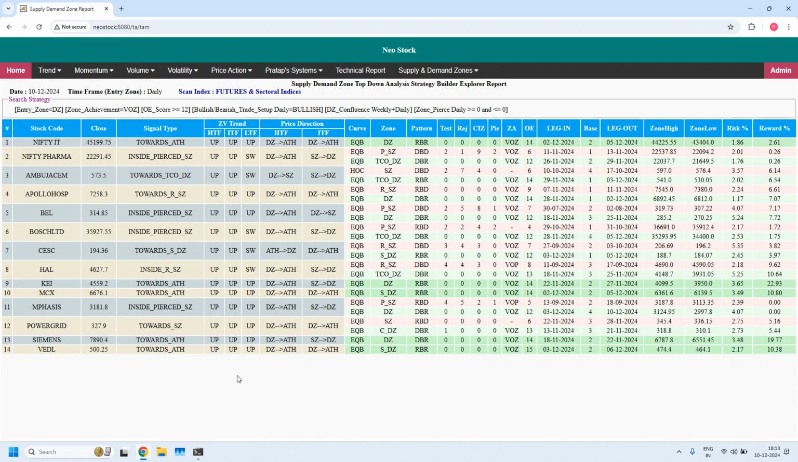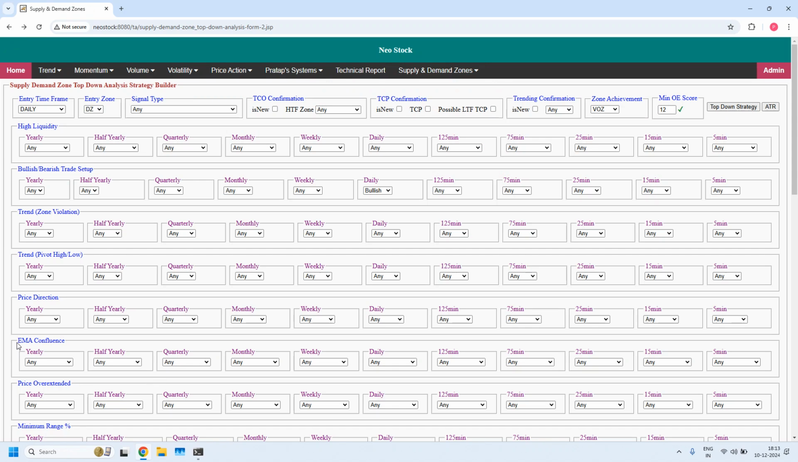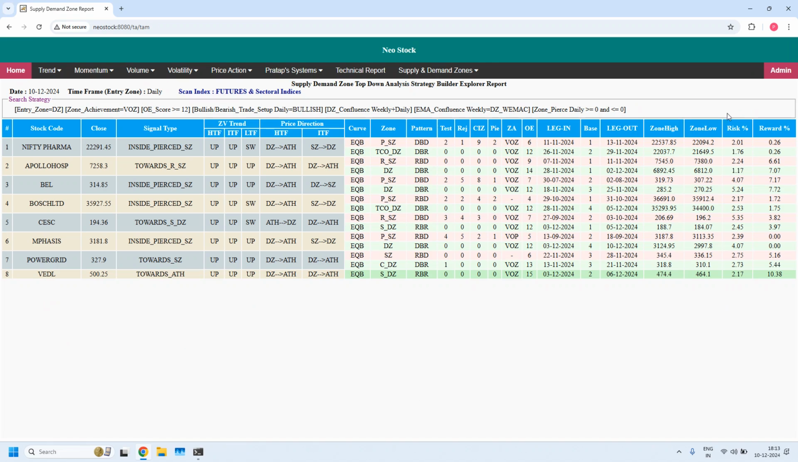If these weekly zones are having weekly EMA confluence, they are even more high probability trade setup supported zones. Let us filter those zones. So in the EMA confluence, weekly time frame, because the daily zone is part of the weekly zone. So weekly demand zone having weekly EMA confluence. I enable the filter. With this filter, we got 8 stocks. Out of 14, 8 stocks are filtered. These 8 are even more high probability trade setup supported daily demand zones.